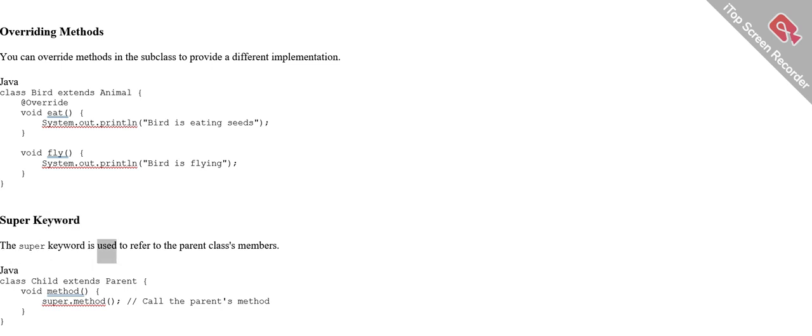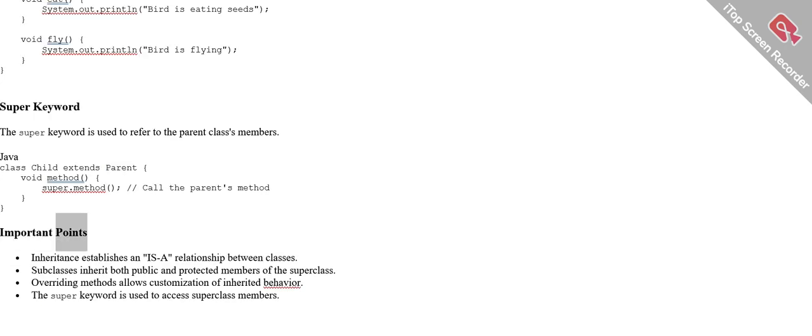Super keyword. The super keyword is used to refer to the parent class's members. Java. Class Child extends Parent. Void method. Super.method, call the parent's method.